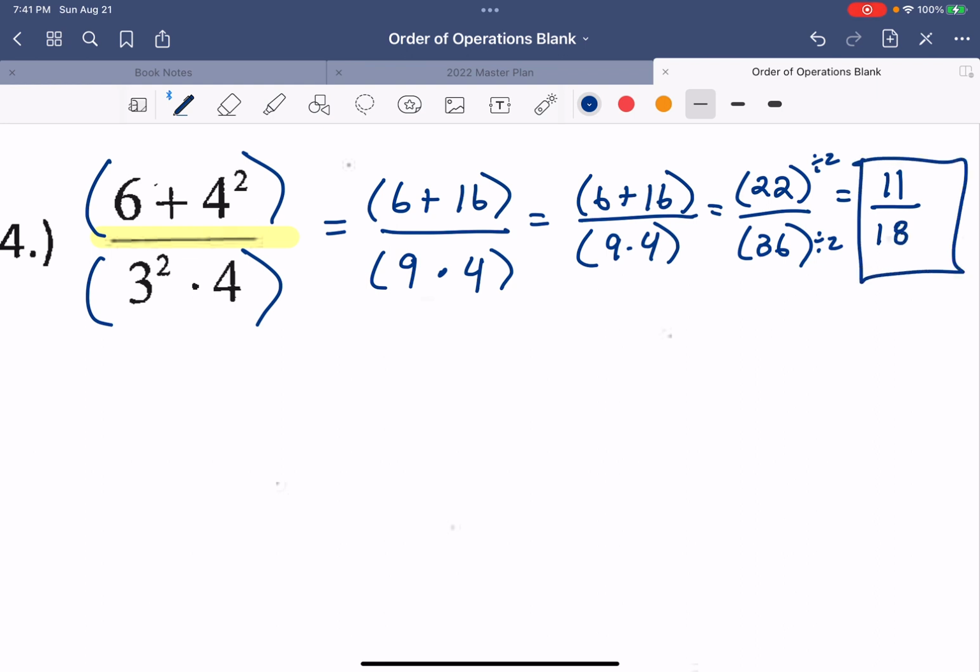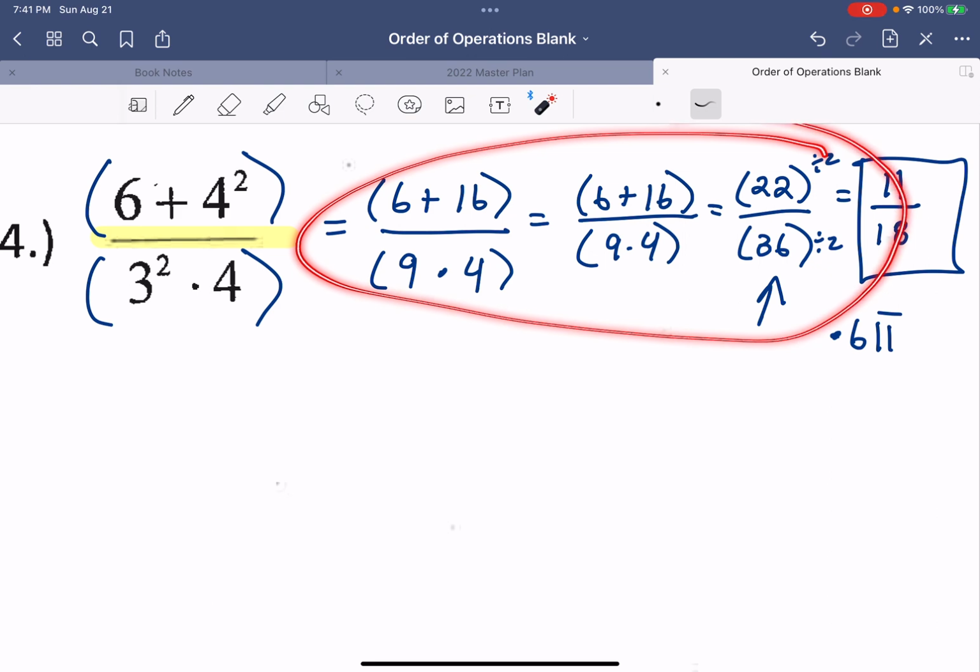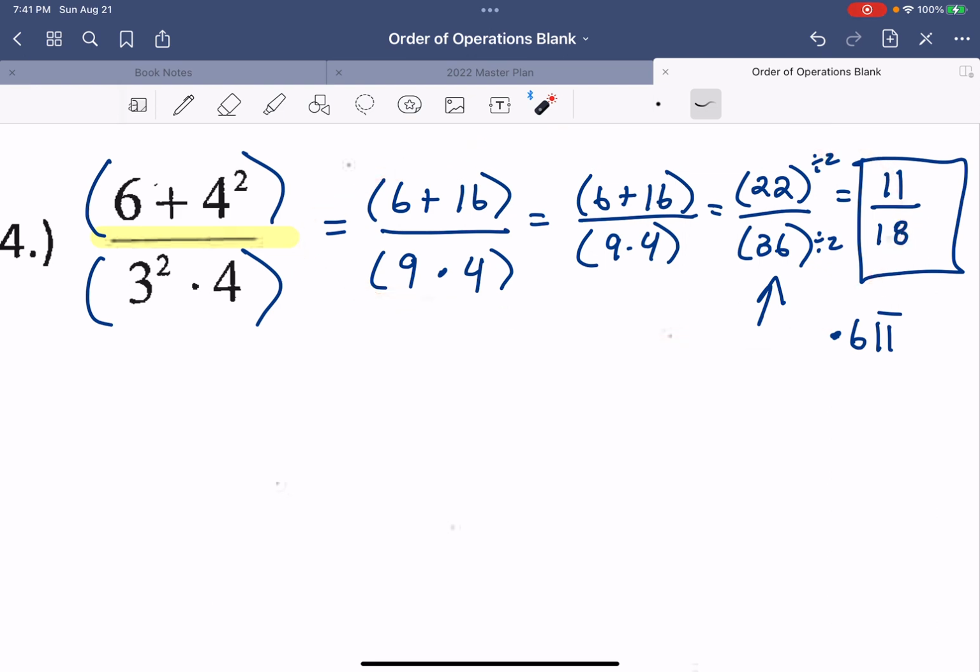I will tell you, though, that I will accept this answer if I see something like that on your paper. All right, and if you go ahead and do the 0.611, that would be acceptable as well. But I really do want to see the bulk of this work right here, and you showing your thinking, okay?